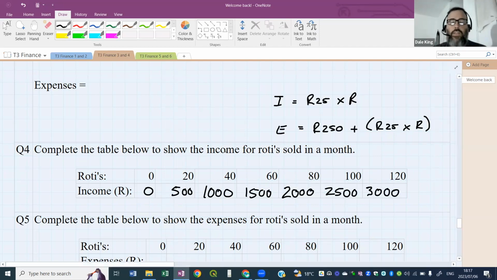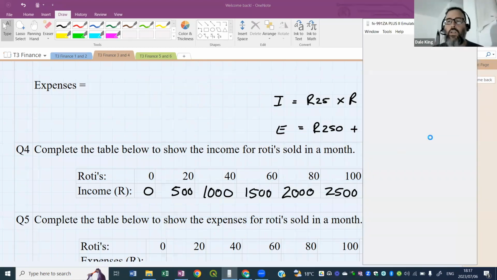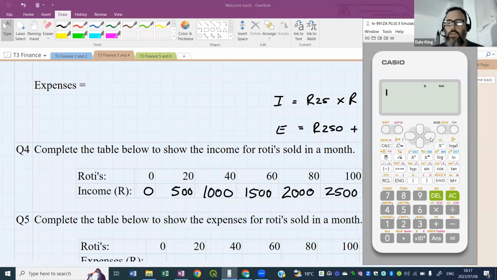All right. So there are the numbers. You see how quick it was. You put the equation in your calculator. You just change the R value. And that will give you exactly what you need. So for example, 25 times 40 or 25 times 60, and you just change that value there, the R.